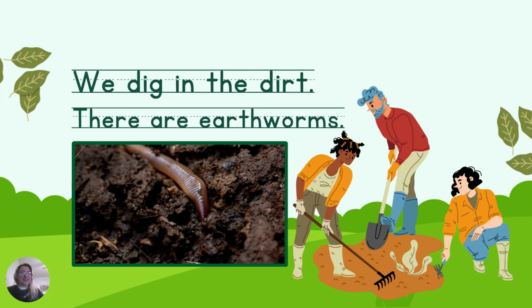We dig in the dirt. There are earthworms. Can you find my compound word? You found it. Earthworms. That means worms that live in the earth or the dirt. Do you see my earthworm? He is digging through the dirt. He squishes, squishes, and squishes. Good.